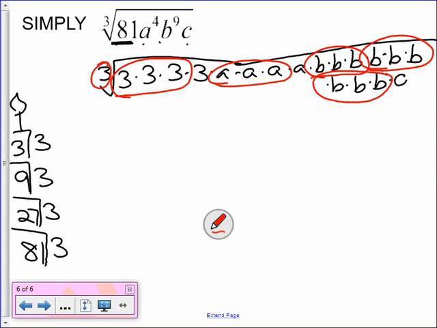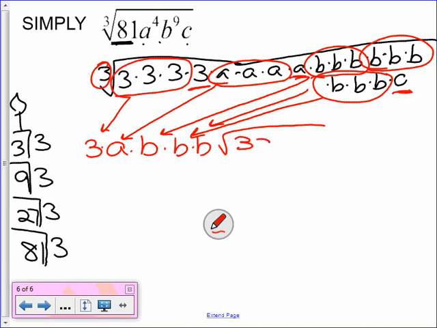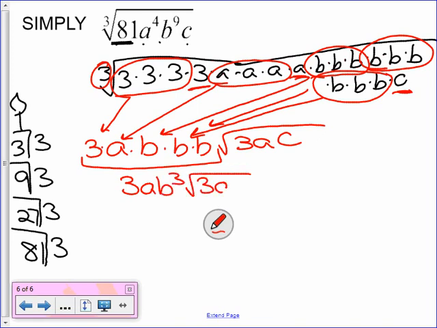Okay, so this 3 gets moved to the outside. A set of A's gets moved to the outside. A set of B's gets moved to the outside. And there's 3 sets too. Okay? Alright, all this stuff got moved over here. And what's left on the inside is those 3, an A, and a C. Because they are not in a triple. 3A and a C. Okay? Just simplify all of this now. So I have 3AB cubed times the square root of 3AC.